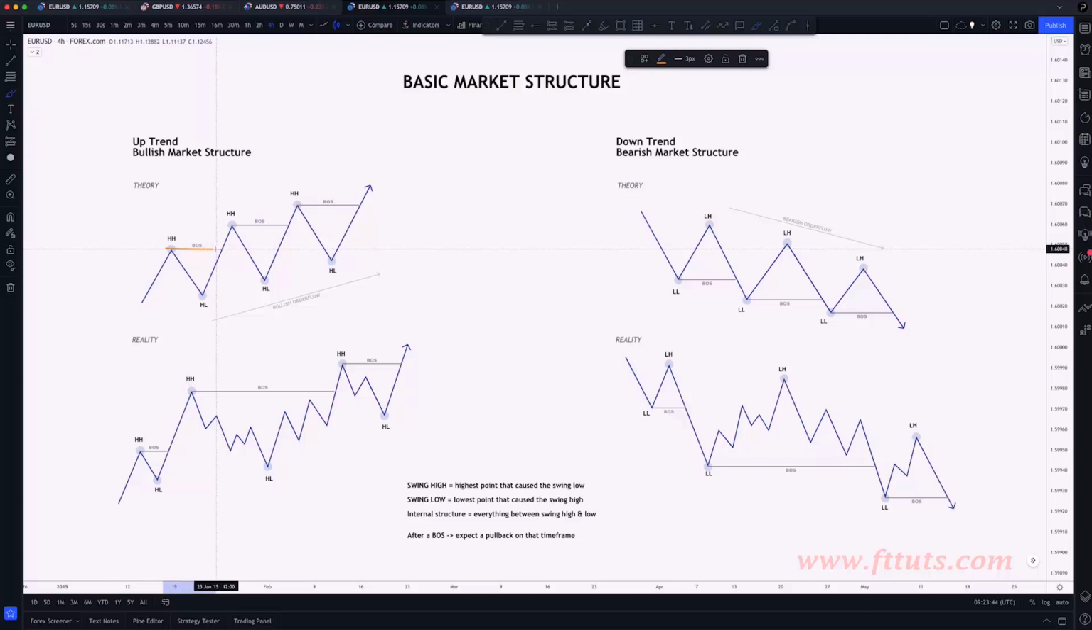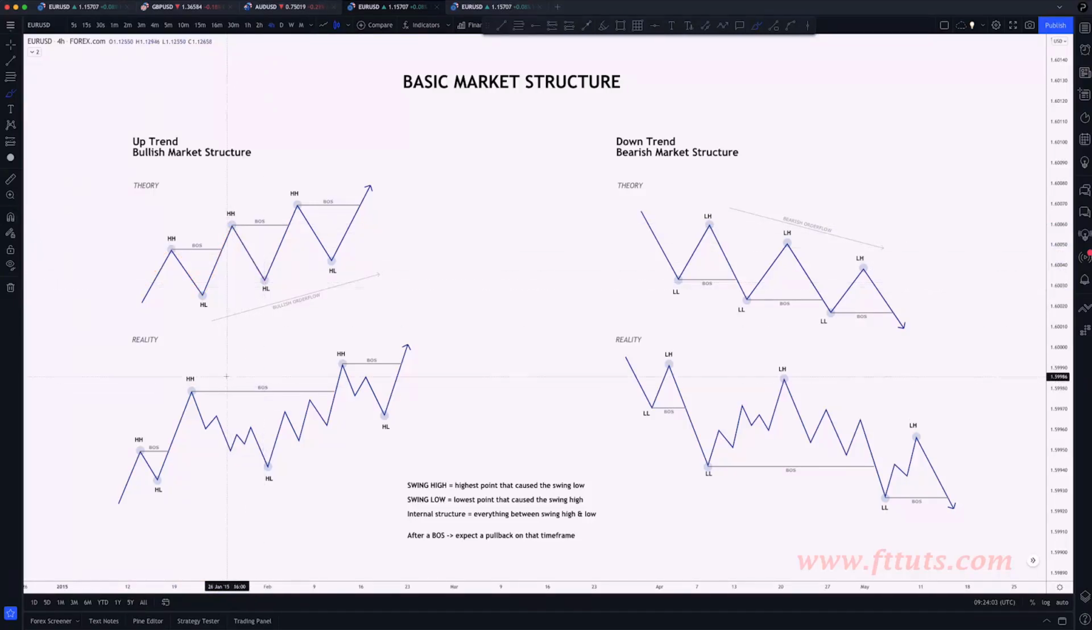Now, every time price takes out a high to form that higher high, we get what is called a break of structure. So I've kind of just annotated that as BOS, right? So price moves up, it forms that higher high, it pulls back to form a higher low, it then breaks that high, so we get a break of structure, to then form that higher high, then we pull back to form a higher low, right?